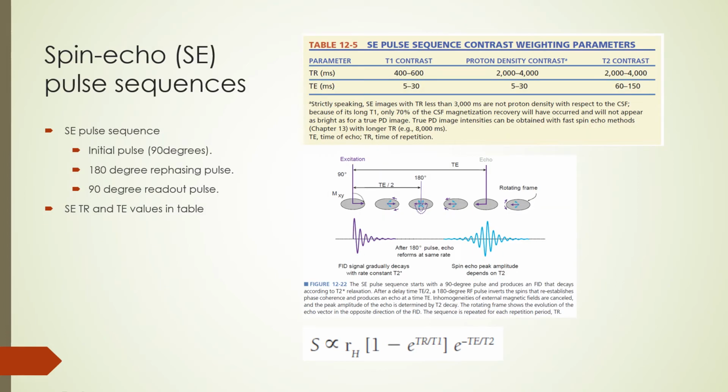Let's learn more about the spin echo pulse sequence. A spin echo sequence describes the excitation of the magnetized protons in a sample with an initial 90-degree RF pulse, followed by a 180-degree refocusing RF pulse. Finally, a 90-degree readout pulse is applied. The 180-degree RF pulse inverts the spin system and reduces T2 star effects. T1, T2, and proton density contrast weighting are all done with a spin echo pulse sequence. Typical TR and TE values for spin echo pulse sequences are shown in the table. The signal strength of a spin echo pulse sequence is shown by the formula at the bottom of the slide.